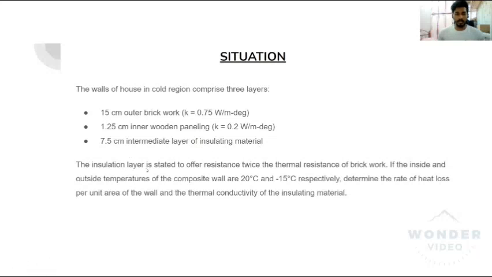The insulation layer is stated to offer twice the thermal resistance of the brickwork. If the inside and outside temperature of the composite wall is 20 degrees Celsius and negative 15 degrees Celsius respectively, determine the rate of heat loss per unit area of the wall and the thermal conductivity of the insulating material.